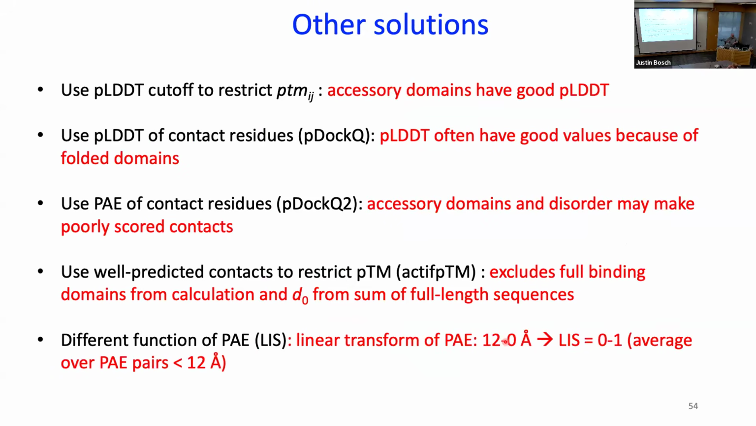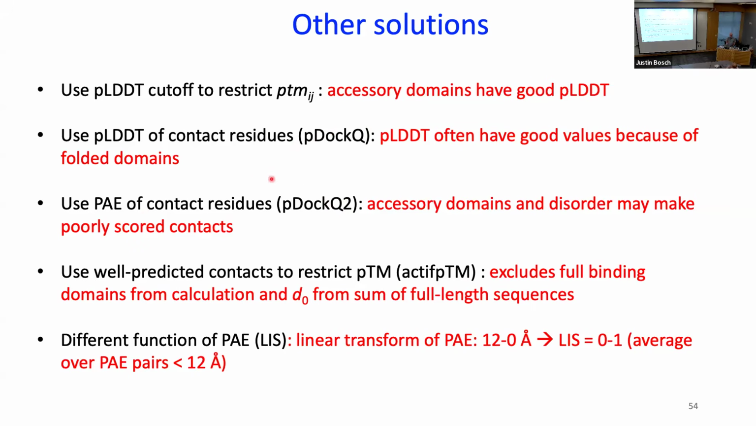There are other solutions to this problem. And I've already talked about using pLDDT to restrict it. That doesn't really work because you have good pLDDTs in the folded domains that are not part of the binding interface. You can look at just the contact residues. Again, I said there are incidental contacts between two proteins that are scored poorly and have nothing to do with the interaction. So pQ is kind of an average over the interface pLDDT, overall, the pLDDTs of all the residues in the interface between the two proteins. Again, that is just really not a good way to do it.